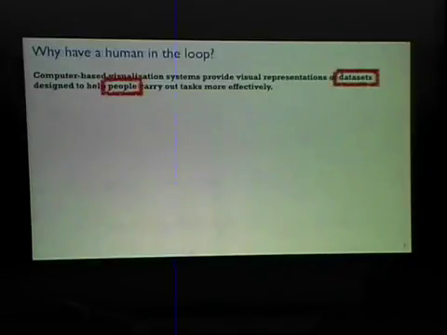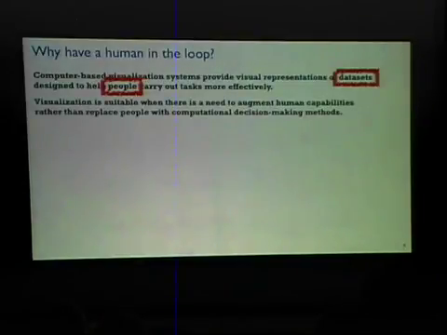So one crucial thing is there's a human in the loop, there's data, and there's people. And when do we need this? Well, in particular, we need viz when there is some requirement that we want to augment the capabilities of a human instead of just replace them with a computer program.